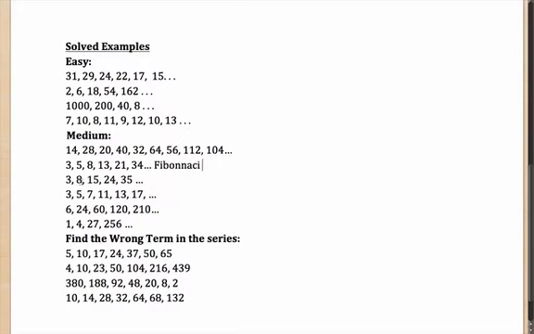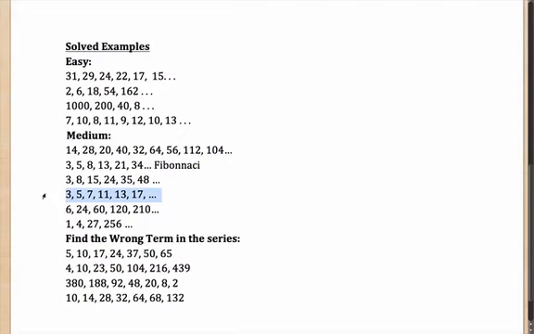Next one, I have 3, 8, 15, 24 and 35. What is happening here? 3 to 8, a rise of 5. 8 to 15, a rise of 7. 15 to 24, rise of 9. 24 to 35, rise of 11. Clearly a pattern is forming. The increases are increasing by 2. 5, then 7, then 9, then 11, then the next one would be a rise of 13. So 35 plus 13 would have given me 48.